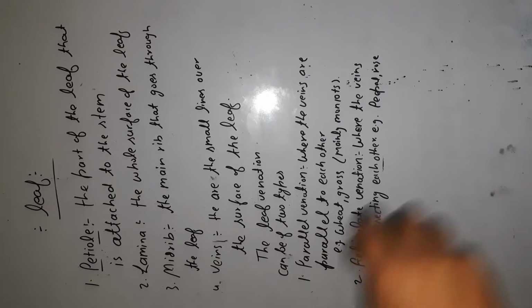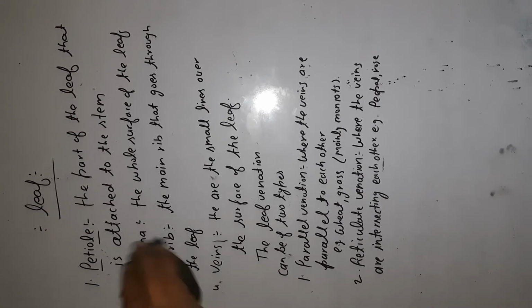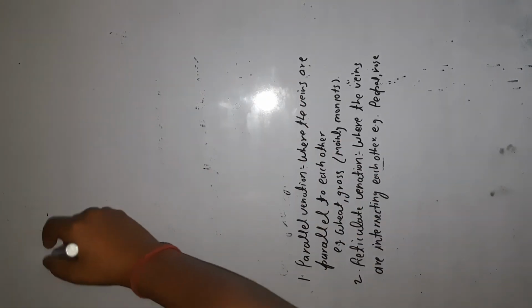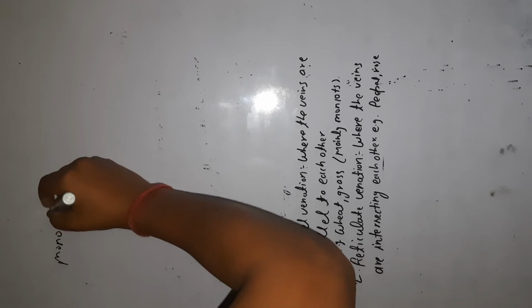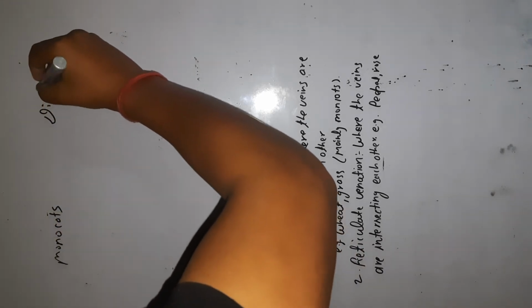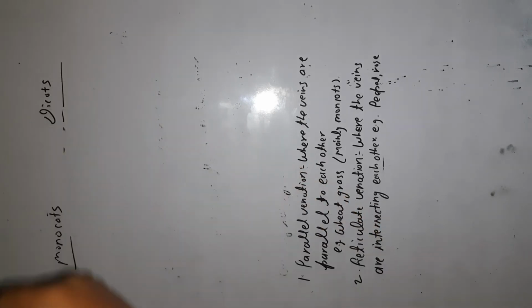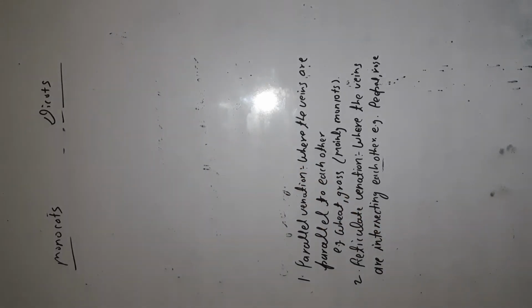Let me tell you about monocots and dicots in brief. Before this, let me erase this all. Now, we have two types of plants. Some are monocots, and some are dicots. Let me tell you in brief. What are the monocots and what are the dicots?